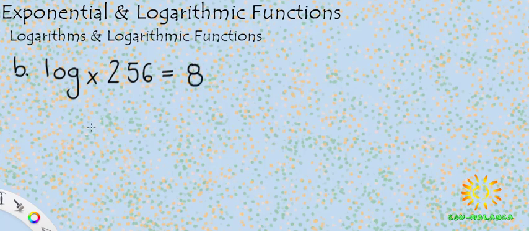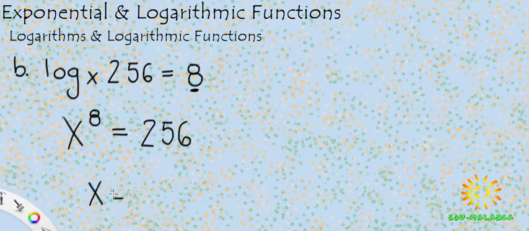Remember, in the exponential function and in the log function, the base remains the same. So our base will be x, and the power is the final answer over here. So x to the power of 8 should equal to 256. To solve for x, we're going to take the 8th root of 256. That will be x is equal to the 8th root of 256. You can enter this into your calculator, and the answer that you will get is equal to 2.